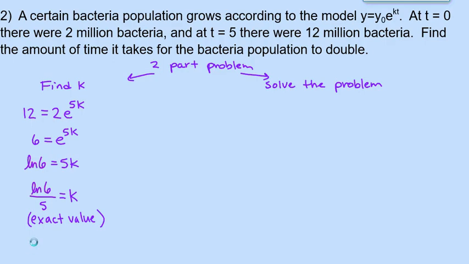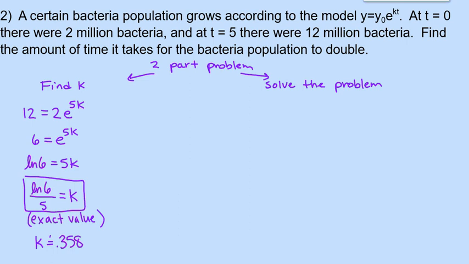Okay, so if you feel like it, you could write down the approximate value of K. It was approximately 0.358. But make sure you don't use that rounded off number. We're going to use the stored number or the exact number. Okay, so we did part 1, which is to find K, and now we can go back and solve the problem. Find the amount of time it takes for the bacteria population to double.